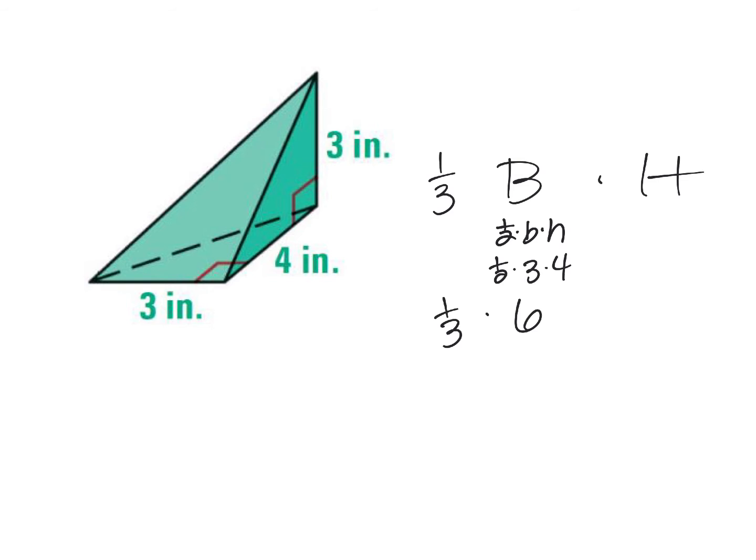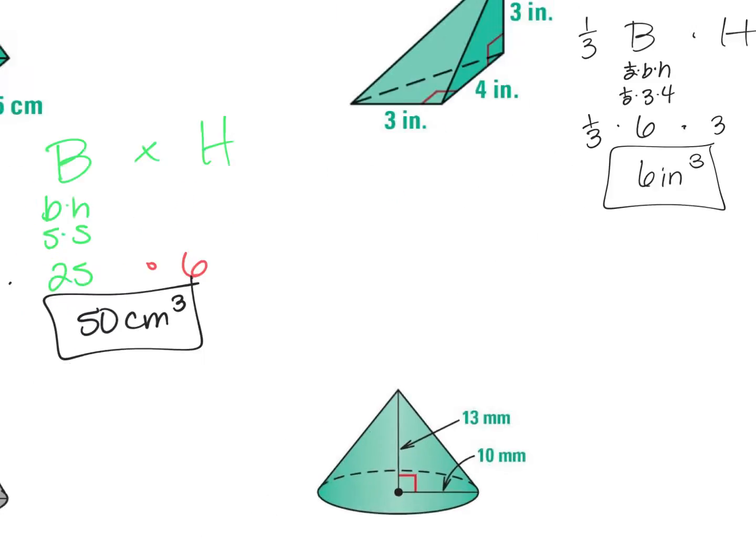What is the height of our pyramid? It is 3, that vertical 3. Now stick all that in your calculator, and I believe you get 6 inches to the 3rd power. Cool. Pyramids are kind of fun, right?